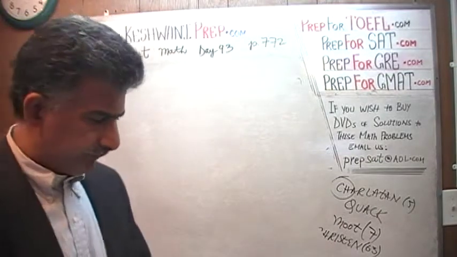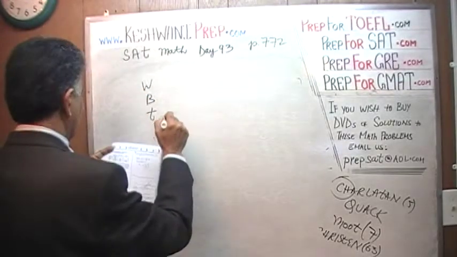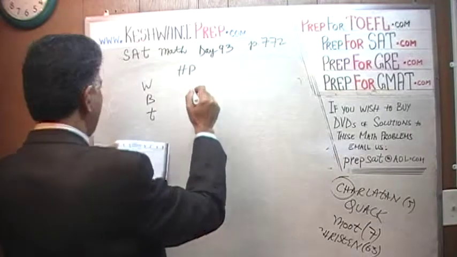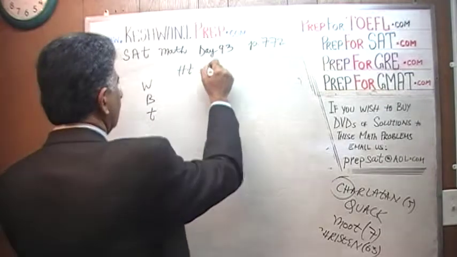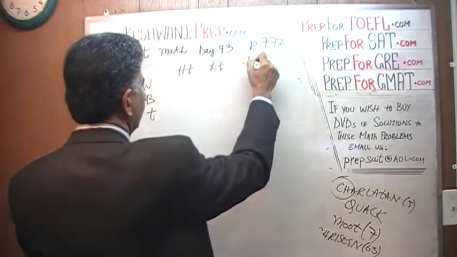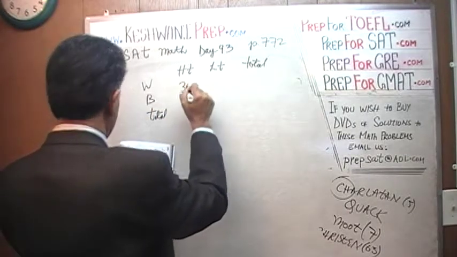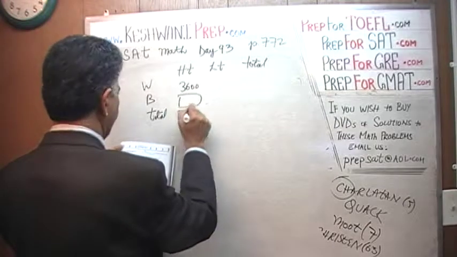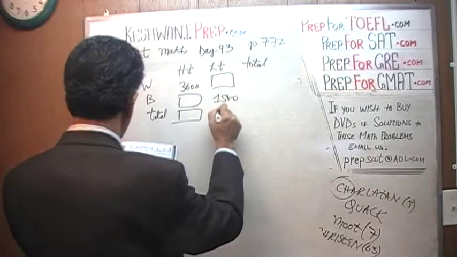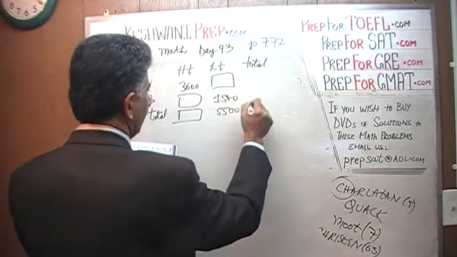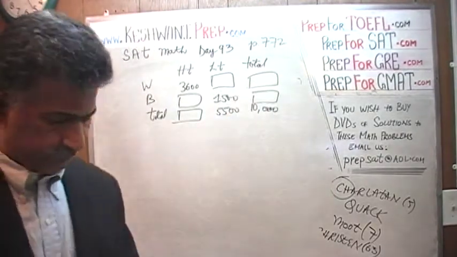We are given a table here: white, black and total, and we are told high tops, low tops, and again total. 3600, this is empty, this is empty, this is empty, 1500 and 5500, and then 10,000. This is empty and this is empty. Let's see what they're asking.